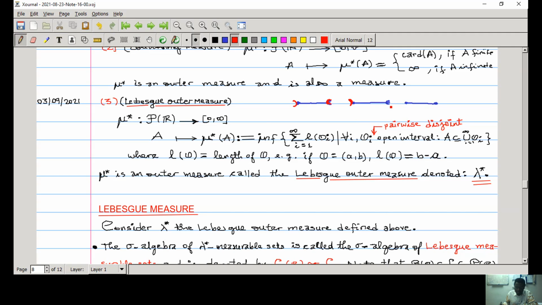And you can take the border of that. And here, the same thing, you can take the smallest open interval that contains that one. And then this will be your O1, this will be your O2, and this will be your O3, right? So you take the length of each and then sum them up.